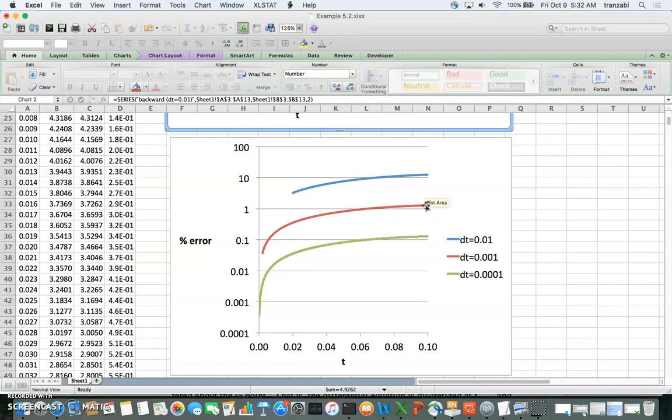In the next video, we're going to look at the trapezoidal rule and also do the same error analysis to see if that one is also first order or second order.